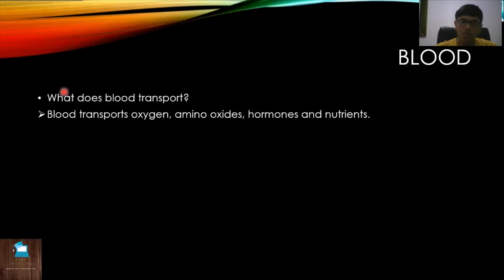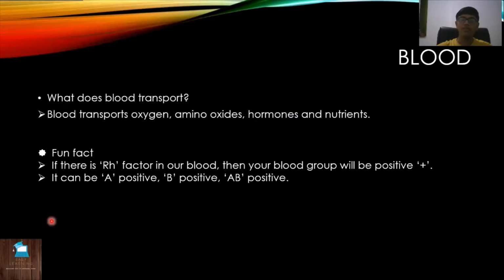This is blood. What does blood transport? This is a very basic question. The blood transports oxygen, amino acids, hormones and nutrients. The fun fact is that if you have Rh factor in your blood, then your blood group will be positive. So it won't be negative. For example, it can be A positive, B positive, or AB positive. It will not be negative like A negative or B negative. It will be positive only.